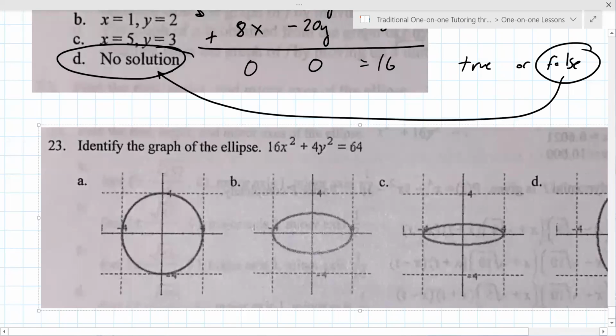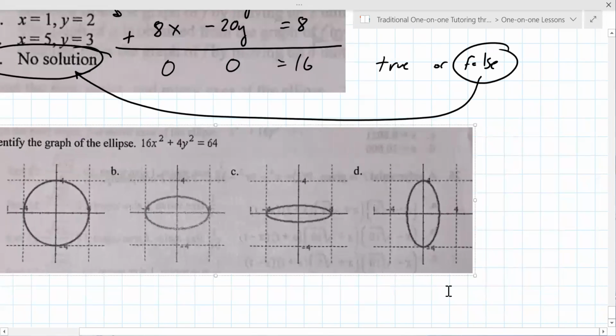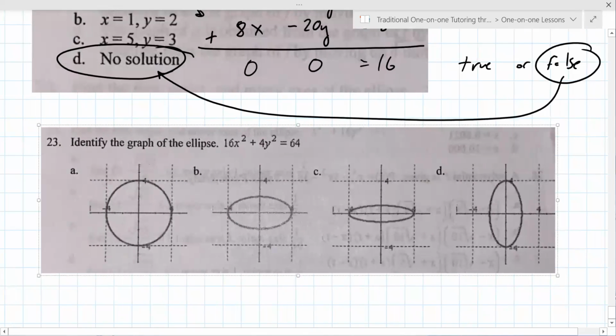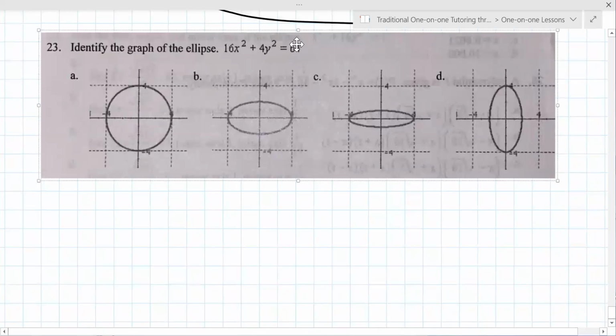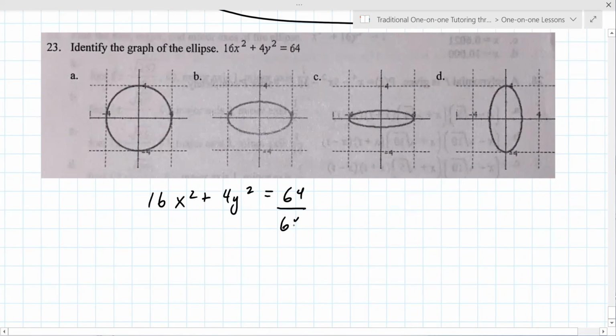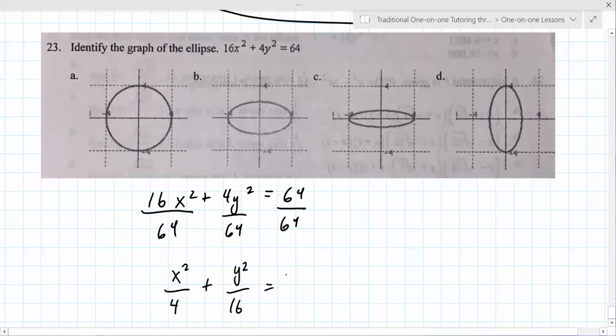All right. The equation is not in a form that we're used to seeing. We're used to seeing 1 on the right hand side, but it's 64. So we divide everything by 64. And rather than trying to figure out what the fraction is, it's better to just say, what is 64 divided by 16? Oh, it's 4. So I put a 4 on the bottom. 64 divided by 4 is 16. So that's y squared over 16 equals 1.